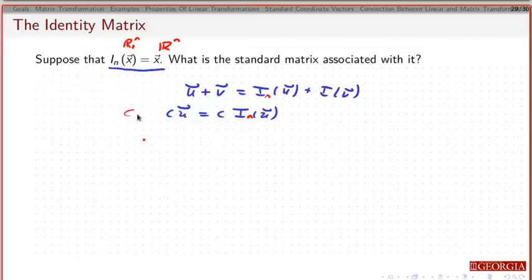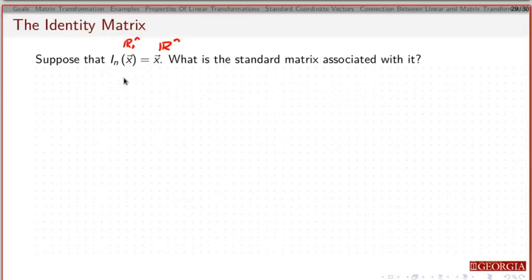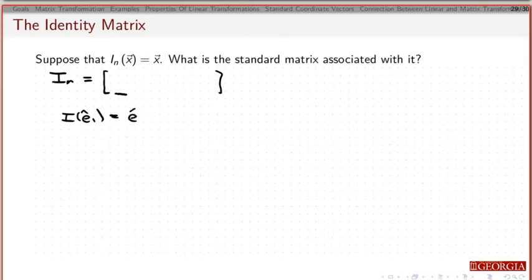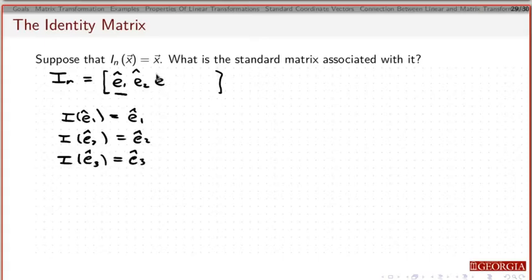So let me go ahead and get rid of all this. So this is going to be, we'll call it IN. It's going to have some matrix. This vector here is going to be I of E1. But since it's the identity, this is just E1. So the first column of the identity matrix is E1. The second column is going to be I of E2. That's just E2. The third column is going to be I of E3, which is just E3. And this keeps on going down until the very end is just EN.